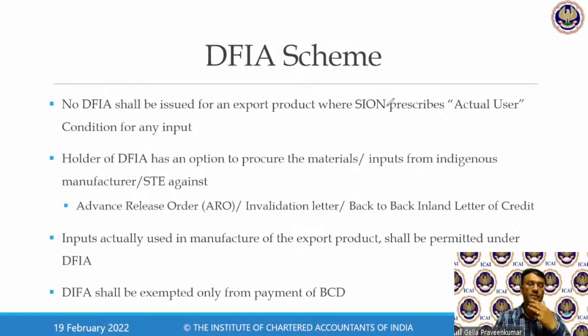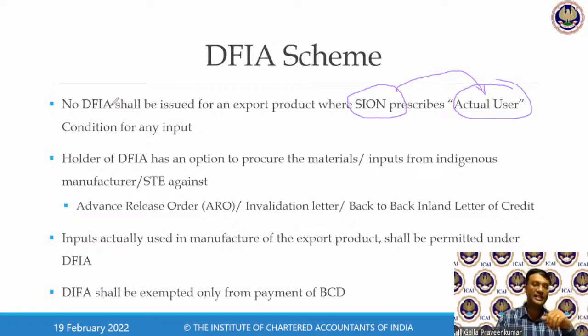Now, there is something called SION, where a reference is brought to actual user condition. That means the product which is manufactured, this SION is only for those users who are into this particular product, generic and actual user. So in case of the process, the SION says, based on the actual user condition, I have said this, then DFIA license is not given.